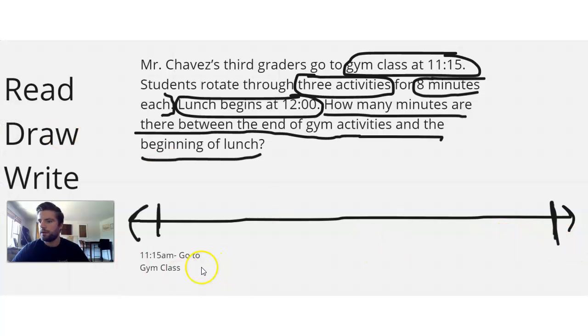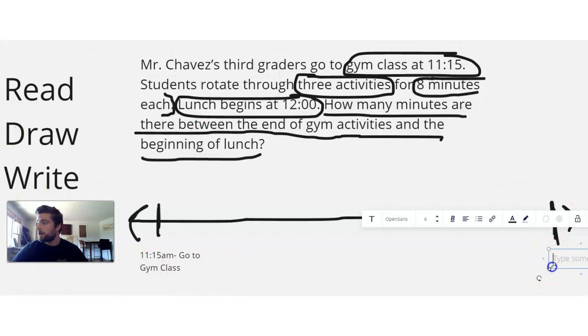And so we've got a timeline that starts at 11:15 and then it ends at 12 because those are kind of the 2 times that we're concerned with. 11:15 is when we start, 12 is when we end, and what we're really being asked is how many minutes are kind of in between those spots. So I'm going to put 12 p.m. over here, and that's when the kids go to lunch. And I know you guys can't see that now. I'm going to drag it over as soon as I'm done typing, or I'm going to say lunch begins.